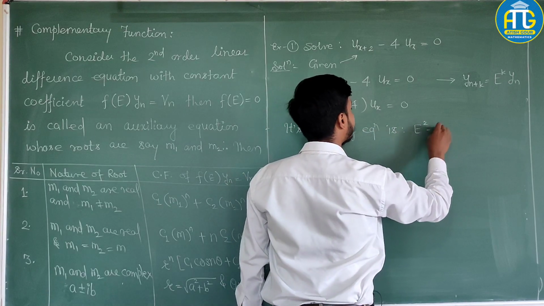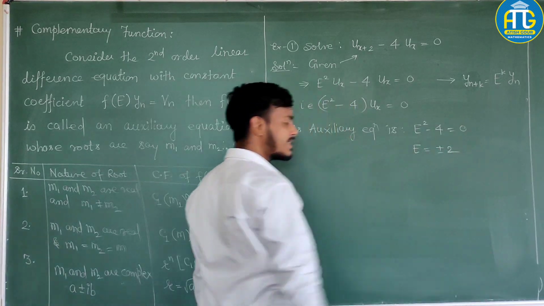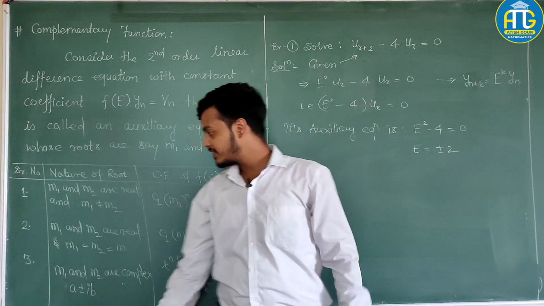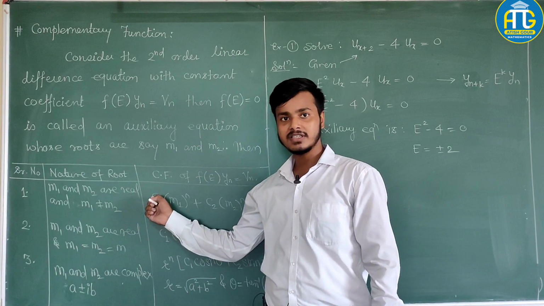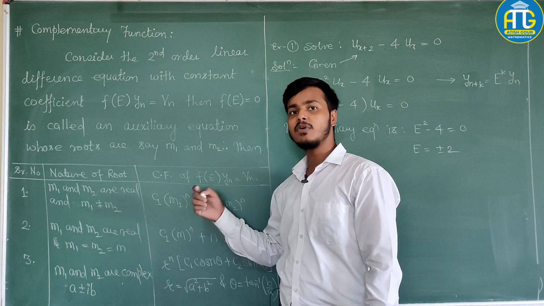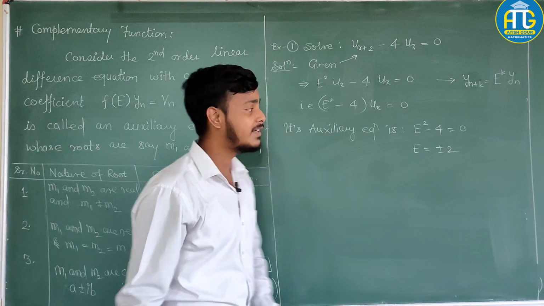E square minus 4 is equal to 0. So what is E? E is equal to plus minus 2. Now see the nature of the roots and try to write down the complementary function. For the first and second examples we will make use of this, and for the third and fourth examples we will try to write the complementary function on our own.